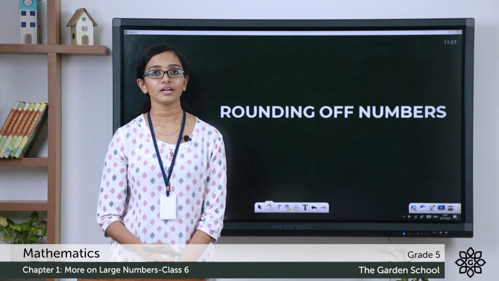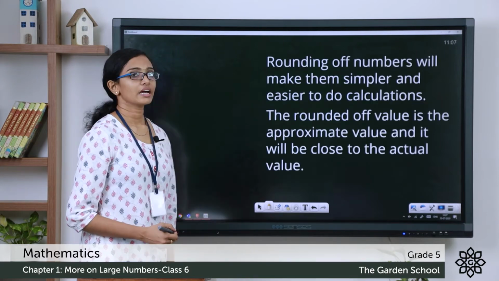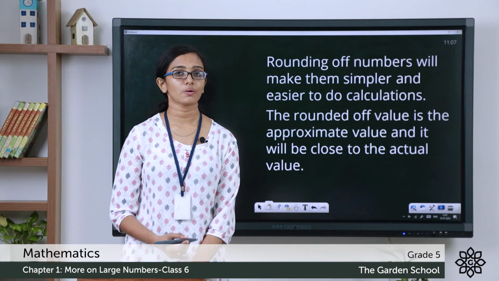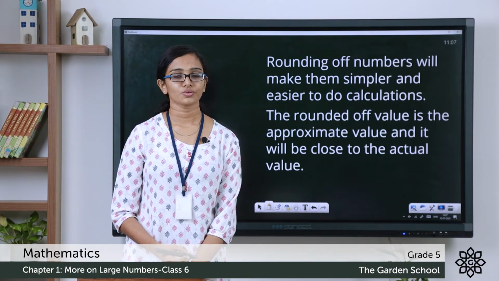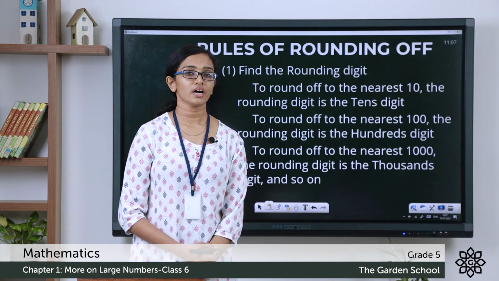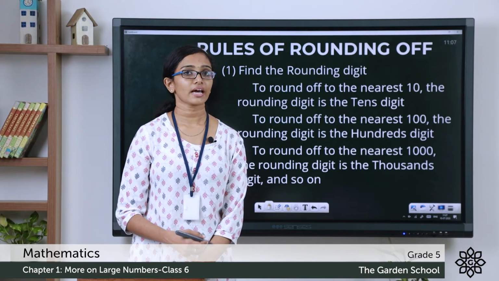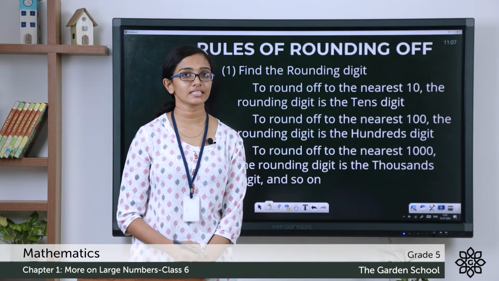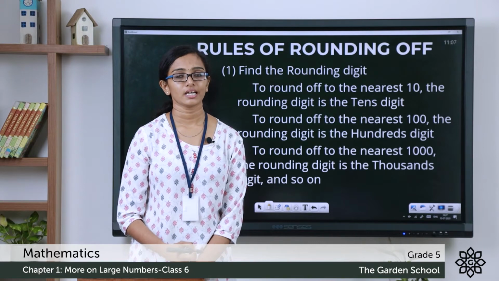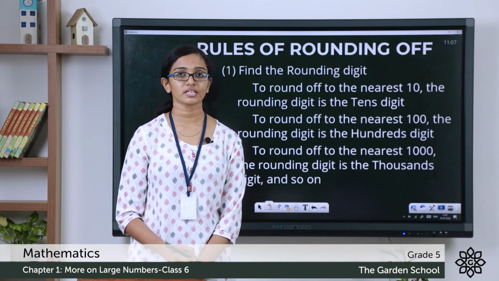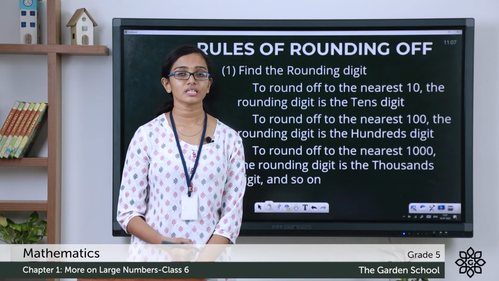So rounding off a number will make it simpler and easier to use in calculations. There are a few rules that we have to follow while we are rounding off numbers. Let's go through those rules today. The first step to round off a number is to find the rounding digit. If you are going to round it off to the nearest 10, you are actually changing it to the nearest multiple of 10. In that case, the rounding digit will be the tens digit, that is the digit in the tens place. If you are rounding it off to the nearest 100, the rounding digit will be the hundreds digit. And if it is to the nearest 1000, the rounding digit will be the thousands digit and so on.